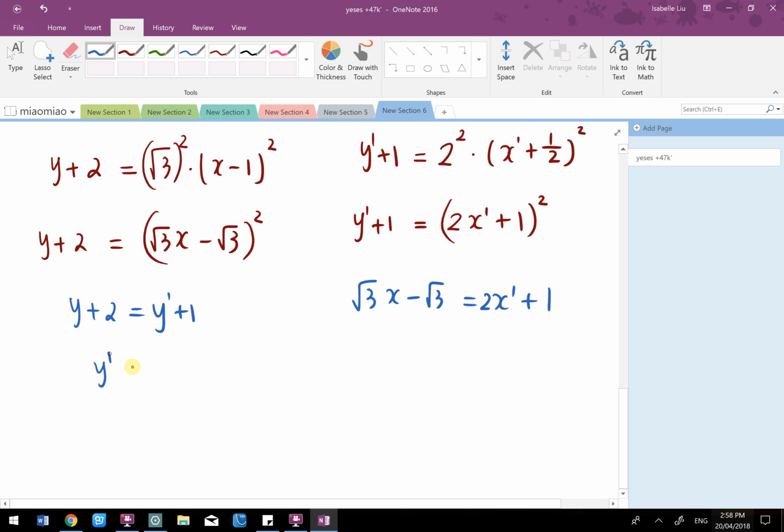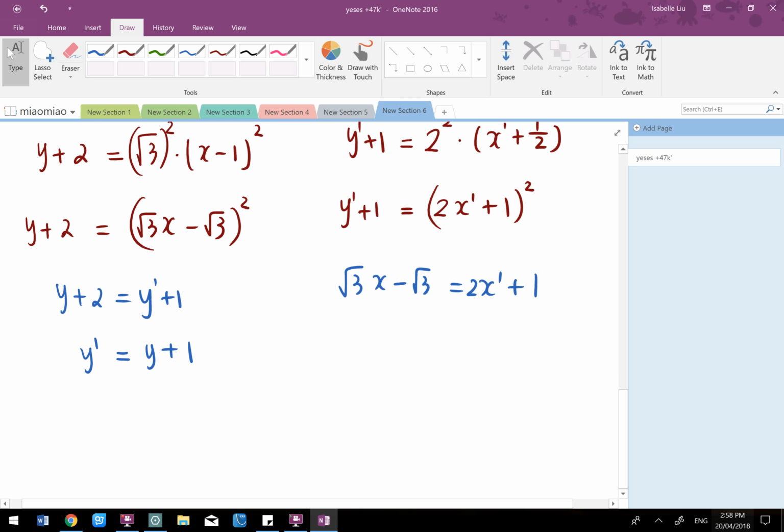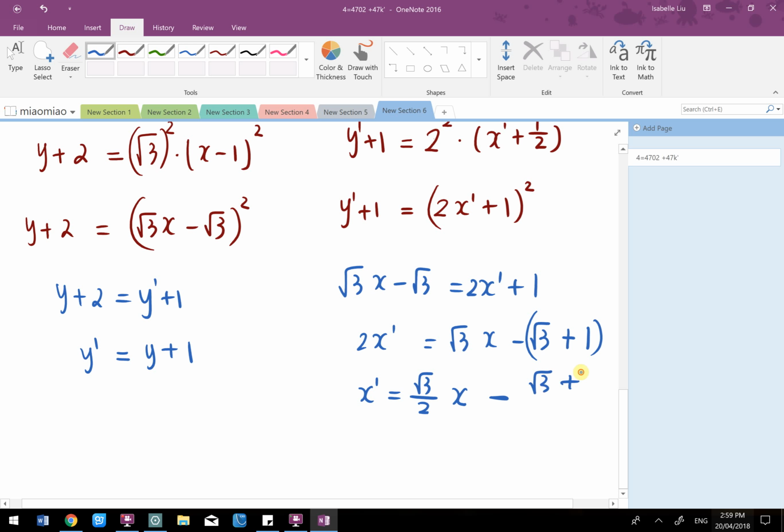So the y side is easy. Y dash equals y plus 1. And let's think about the x side. 2x dash equals root 3x minus root 3 minus 1. Okay, it can be a minus root 3 plus 1. You bracket that: minus root 3 minus 1, you can say it's the minus of the sum. Then x dash equals root 3 over 2 x minus root 3 plus 1 over 2.